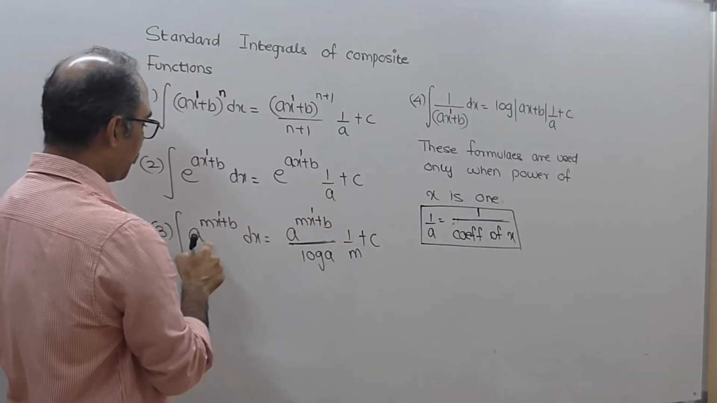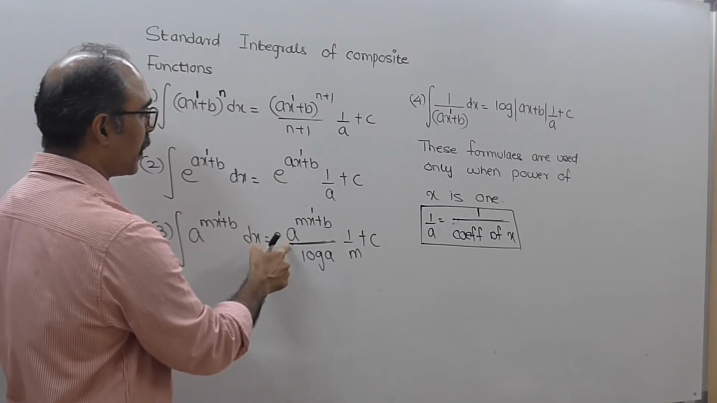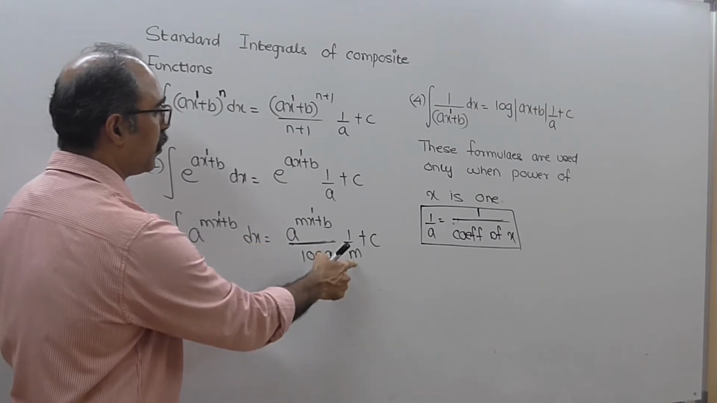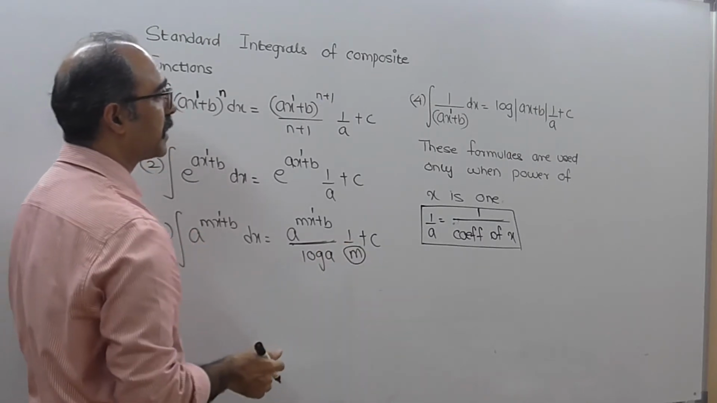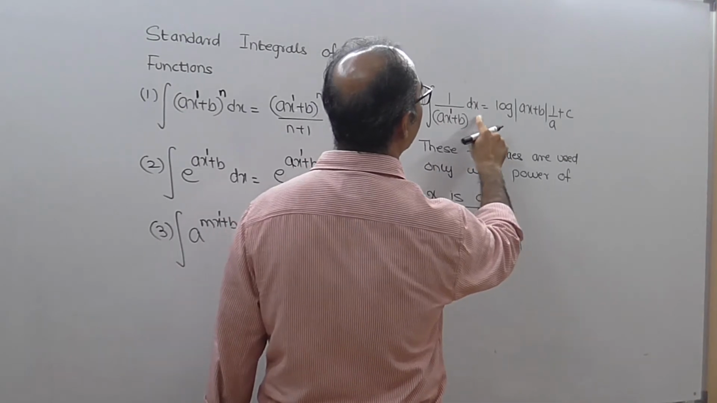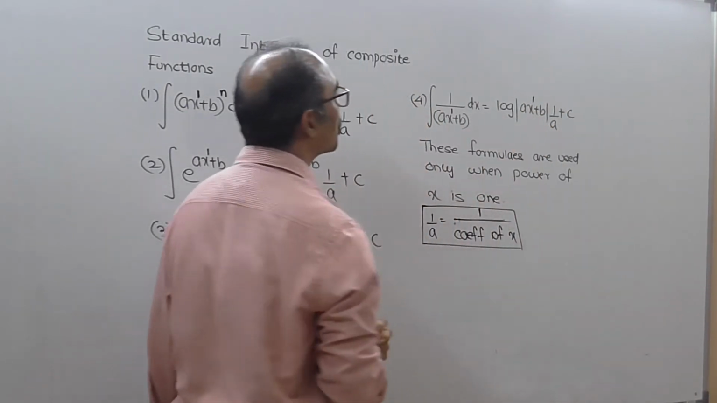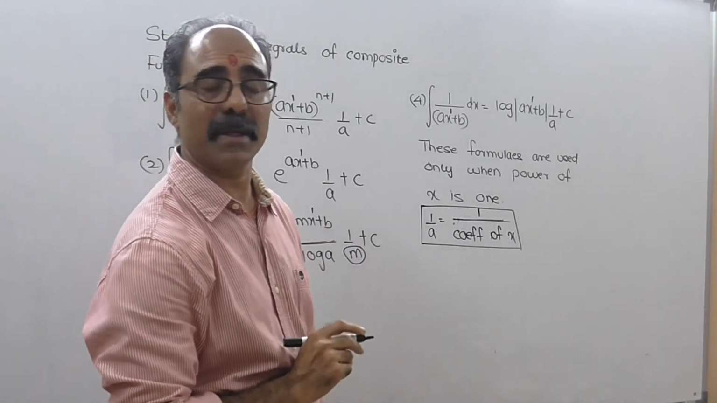Plus c. For a raised to mx plus b, the answer is a raised to mx plus b upon log a into 1 upon m. 1 upon m is nothing but 1 upon coefficient of x, plus c. For 1 upon ax plus b, the integration is log modulus of ax plus b into 1 upon a, meaning 1 upon coefficient of x, plus c.